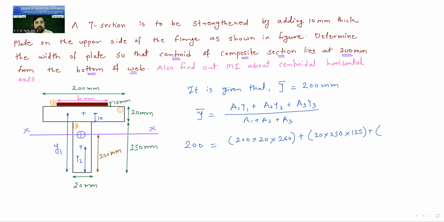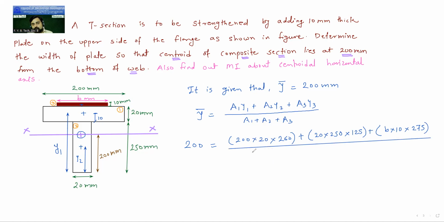The last area is A3. This width is 10, and this dimension we don't know, so we assume it as B. So it will be B into 10, into Y3. Y3 is the distance of the centroid of this figure from the bottom. If this total is 10, then the centroid will be at 5 and 5. So the total is 250 plus 20, which is 270, and in that you add 5. So it will be 275.